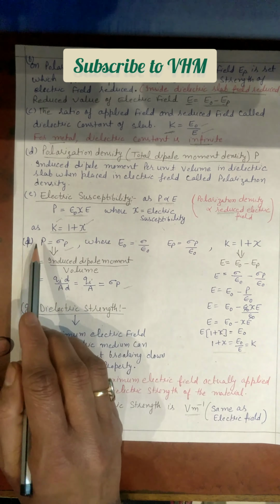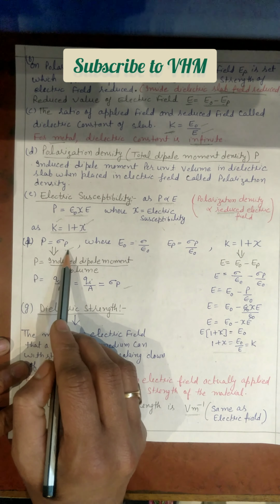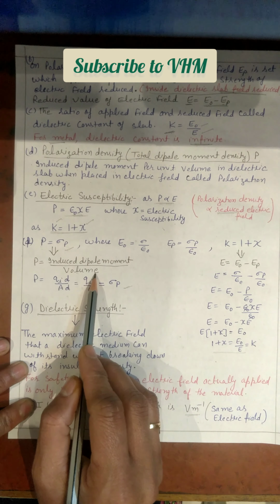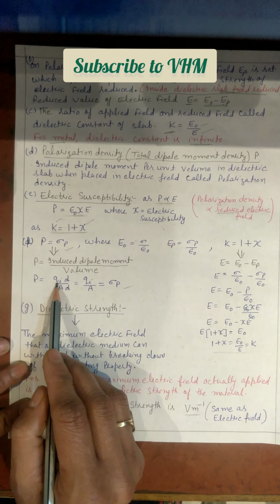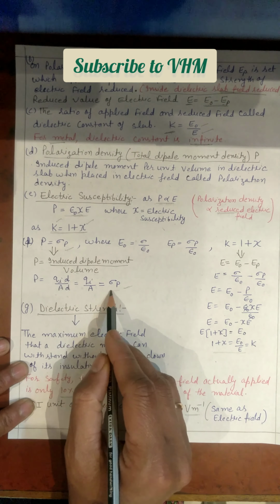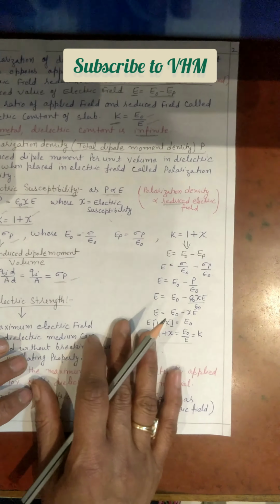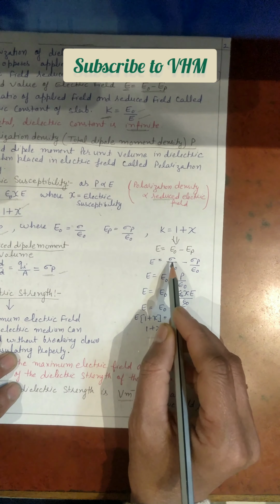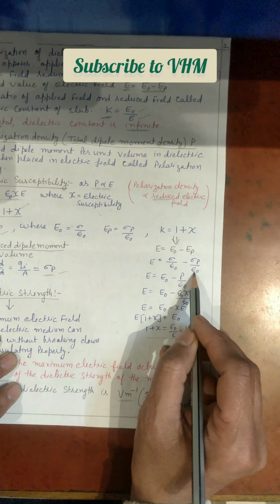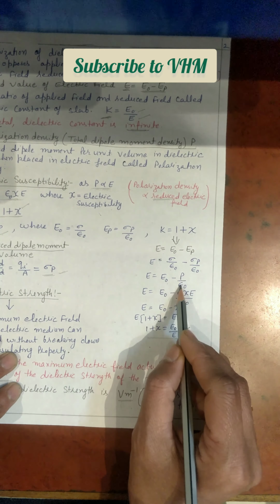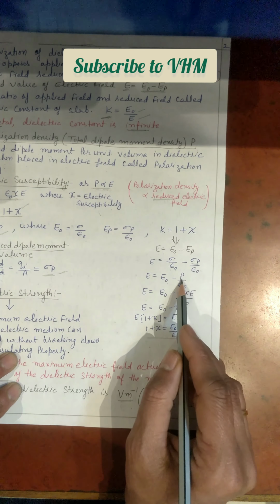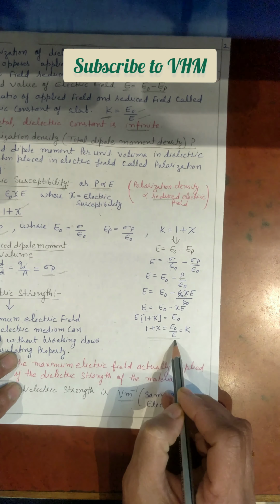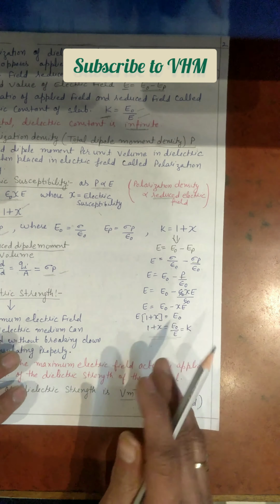One more thing: the polarization density is equal to sigma p, the induced surface charge density. Dipole moment over volume, that is charge times distance over volume, gives sigma p. Using this, when we put the value of the reduced field, sigma over epsilon naught, sigma p over epsilon naught, E naught, P by epsilon naught, we get this result, that K is 1 plus chi.